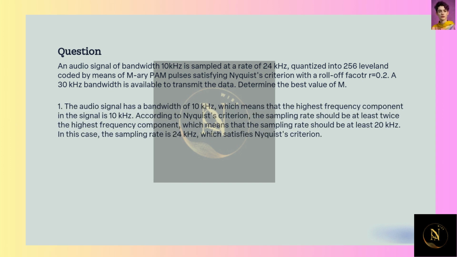1. The audio signal has a bandwidth of 10 kHz, which means that the highest frequency component in the signal is 10 kHz. According to Nyquist's criterion, the sampling rate should be at least twice the highest frequency component, which means that the sampling rate should be at least 20 kHz. In this case, the sampling rate is 24 kHz, which satisfies Nyquist's criterion.